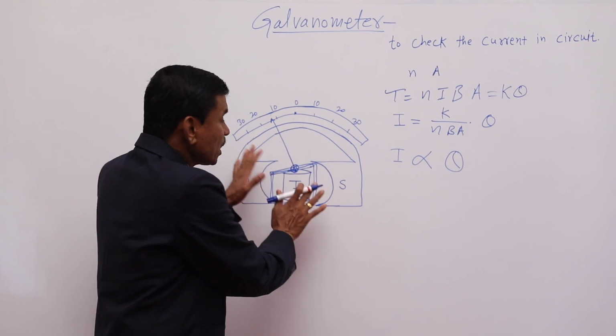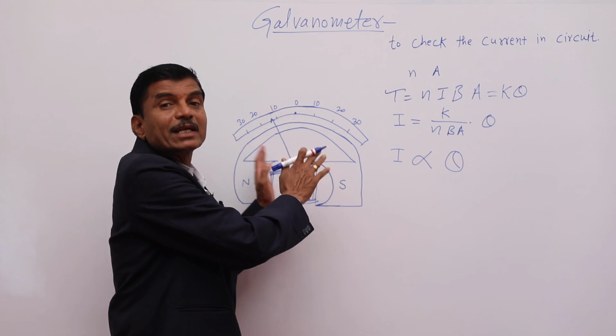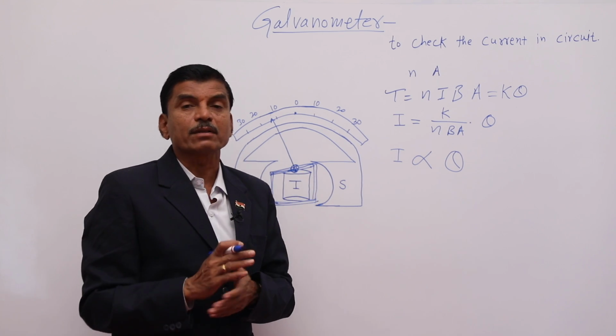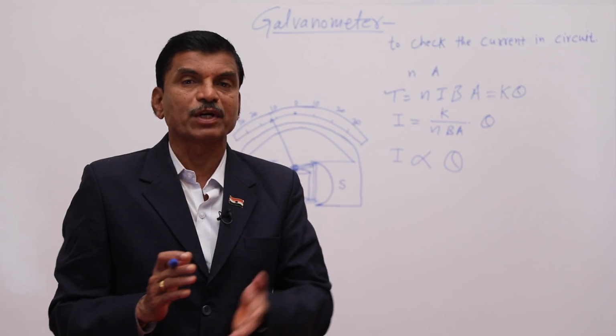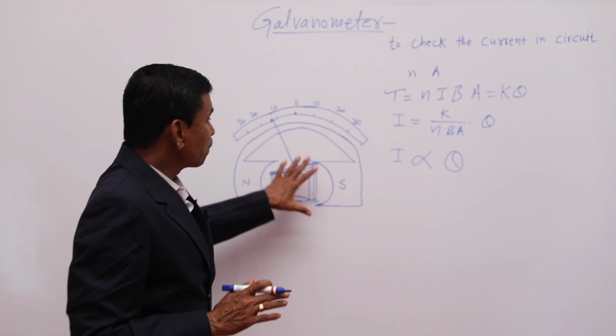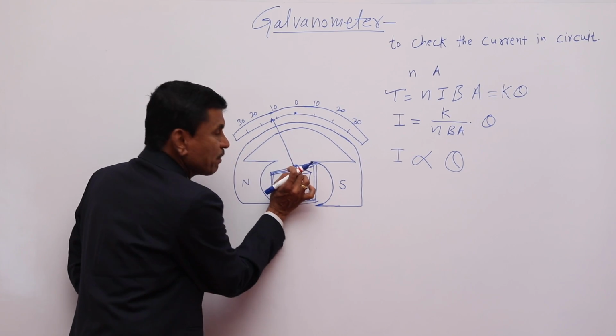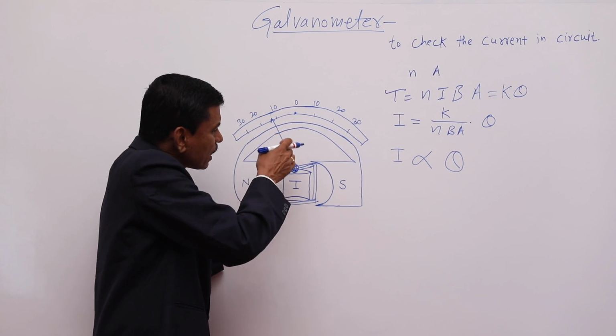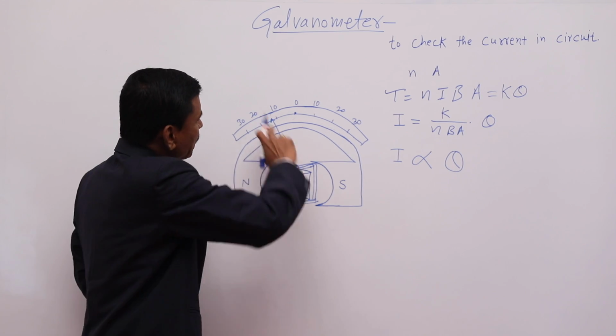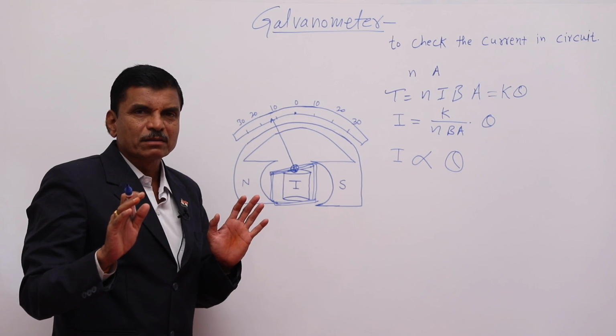No doubt, this is the pivoted coil type moving coil galvanometer. There is another one, which is called the suspended coil type moving coil galvanometer. This is pivoted. The coil is pivoted here by means of two springs, one below and one above, and the pointer is attached. Do you get this point?